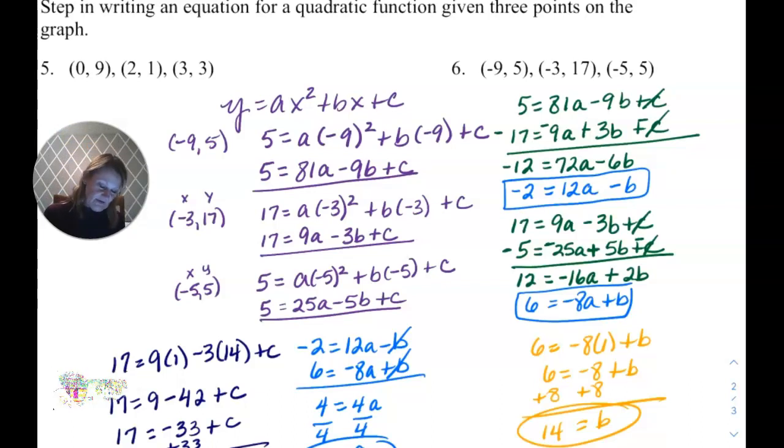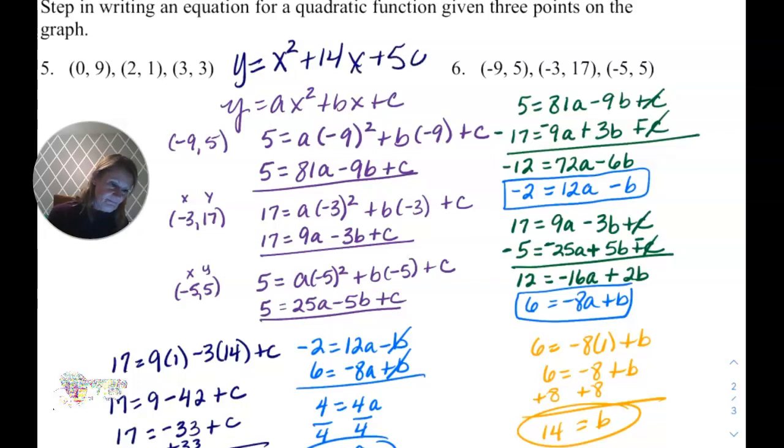But anyway, so now I'm going to take the a, b, and c and make an equation out of it. I'm going to go all the way back up to the top. So y equals a, which is 1, so it's x squared. b, which is 14, which is x. And c, which is 50. I'm going to fix that x just a little bit. Excellent.